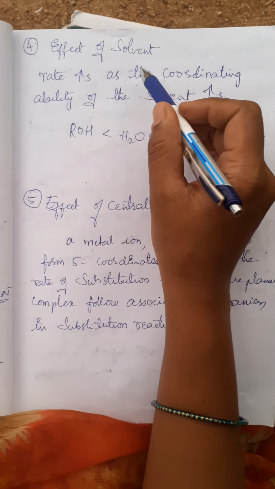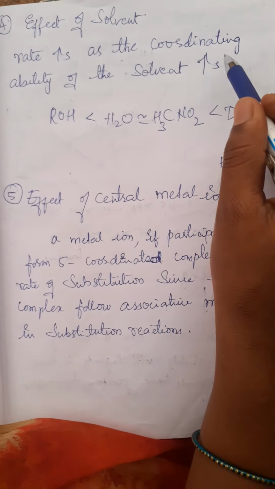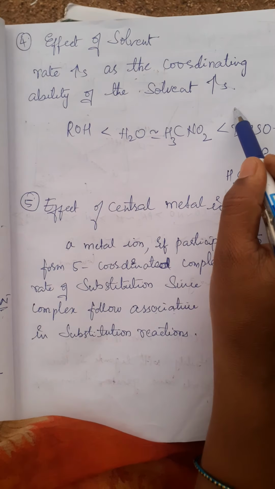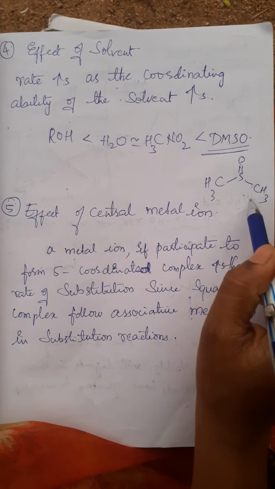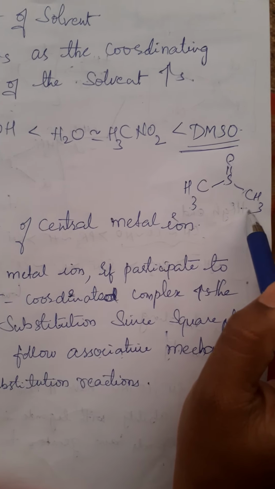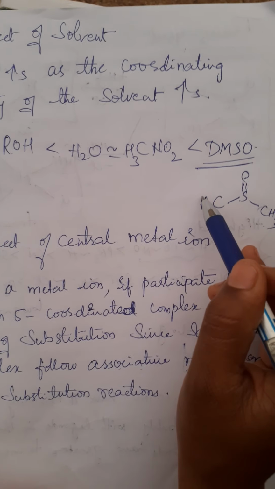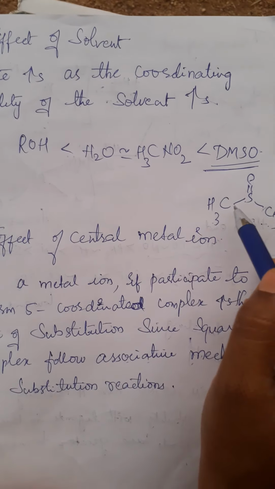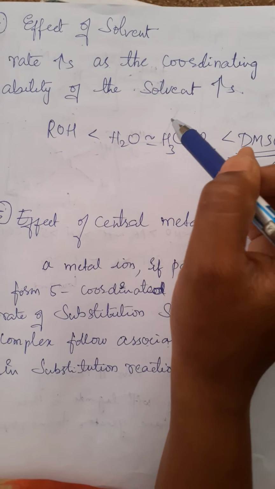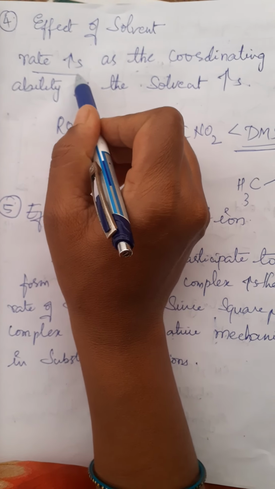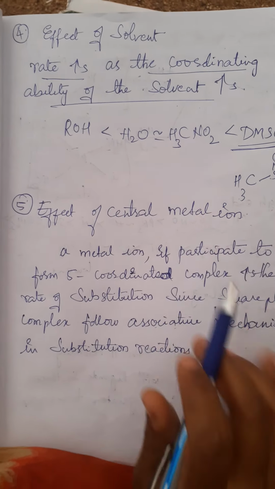Another factor is the effect of solvent. The rate of reaction increases as the coordinating ability of the solvent increases. Here DMSO means dimethyl sulfoxide. This dimethyl sulfoxide is mostly non-polar, so it cannot easily coordinate to the central metal. So the solvent also will affect the rate of reaction. What I told here is that the rate of reaction increases as the coordinating ability of the solvent increases.